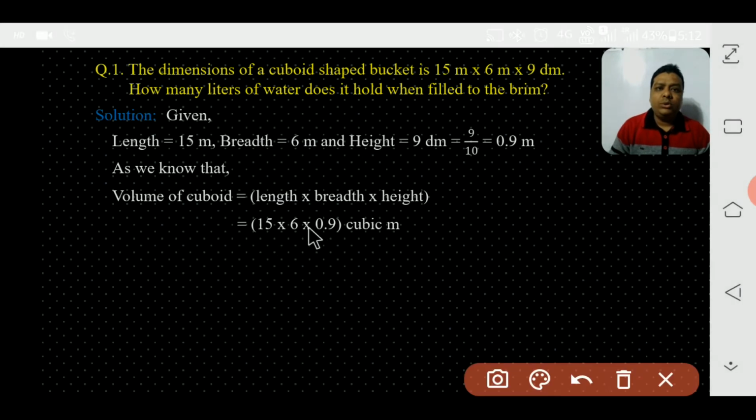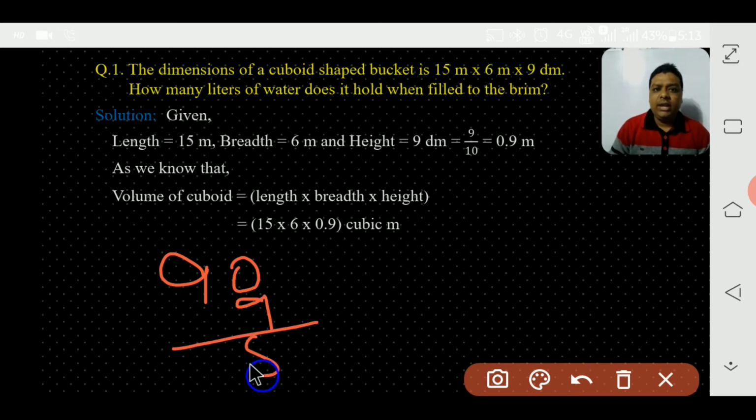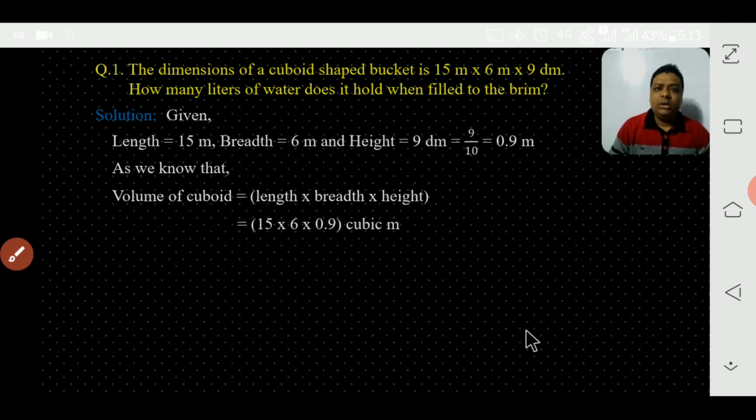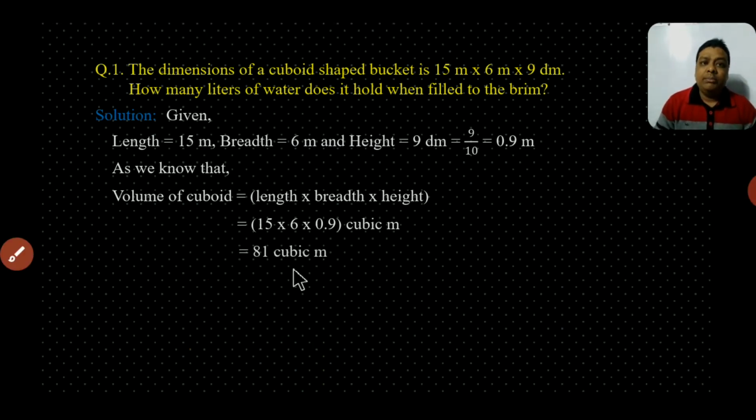So 15 into 6 is 90. We know that. And 90 into 0.9. Let's multiply with only 9. Then it will be 810. And here you can see that decimal place is only 1, so we can write the decimal here. After the decimal, if only 0, then we can cut it directly. So what is left? Only 81. So 81 will be the volume of the cuboid, but in cubic meter.